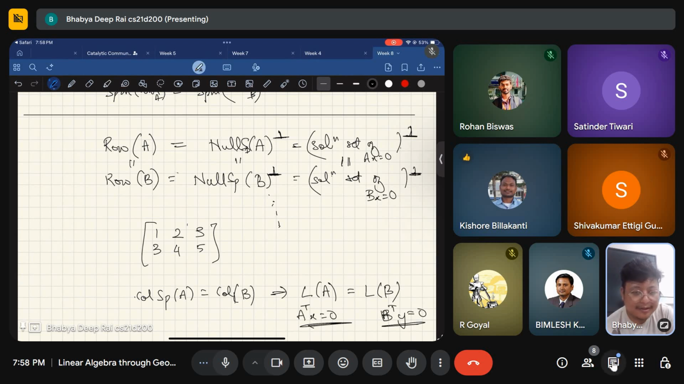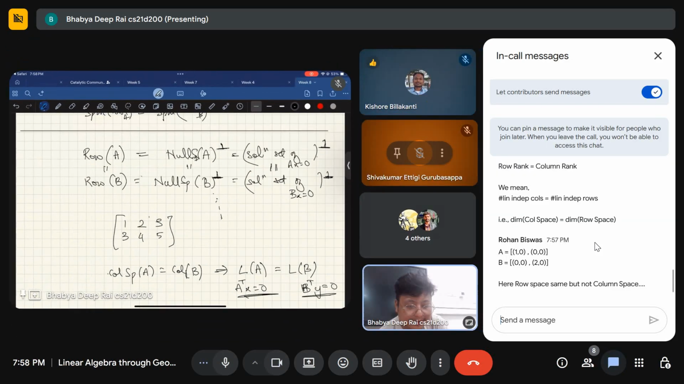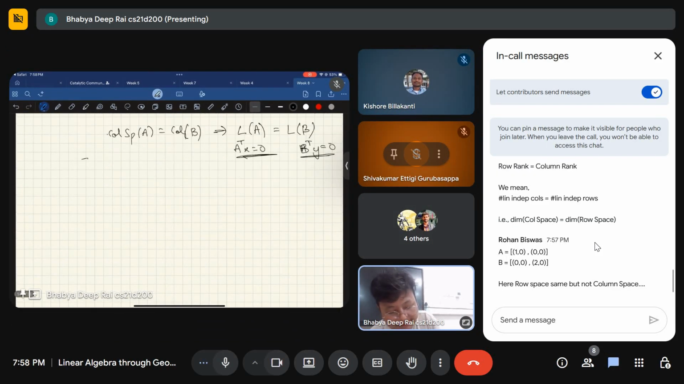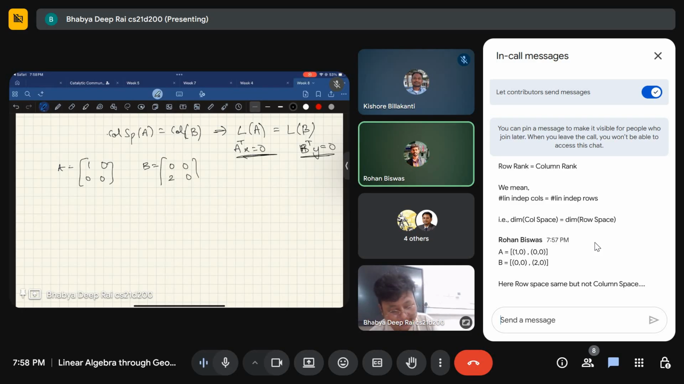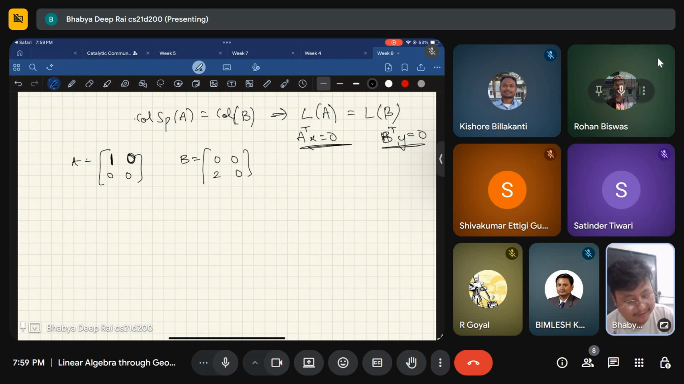Good, nice. I think Rohan has given a counter example. Let's see. A is 1 0 0 0. B is 0 0 2 0. So the row space is the same, but the column space is different. Column spaces are quite different. That's correct. Perpendicular actually, orthogonal complement. Yeah, good. Nice.